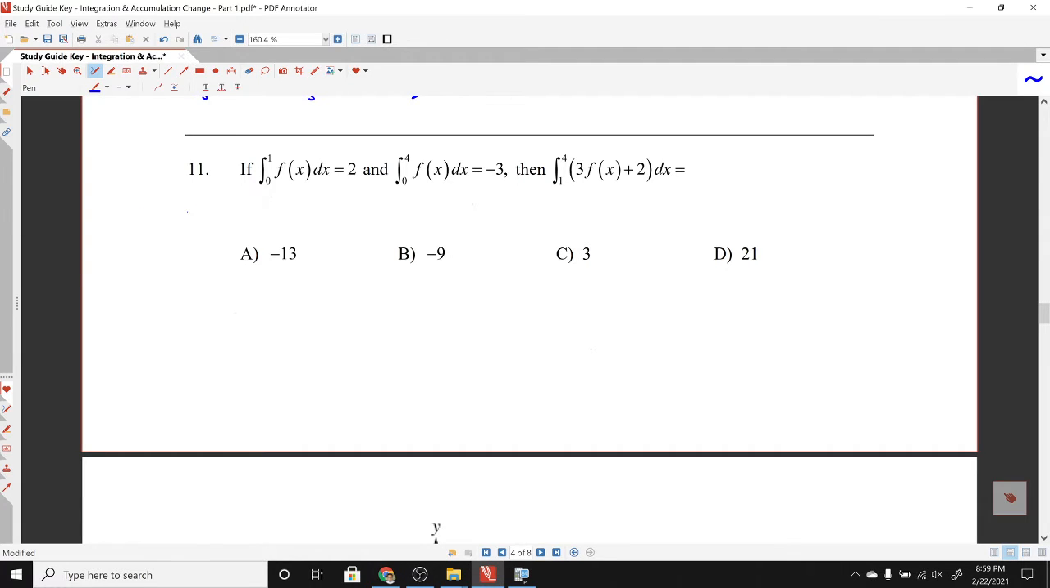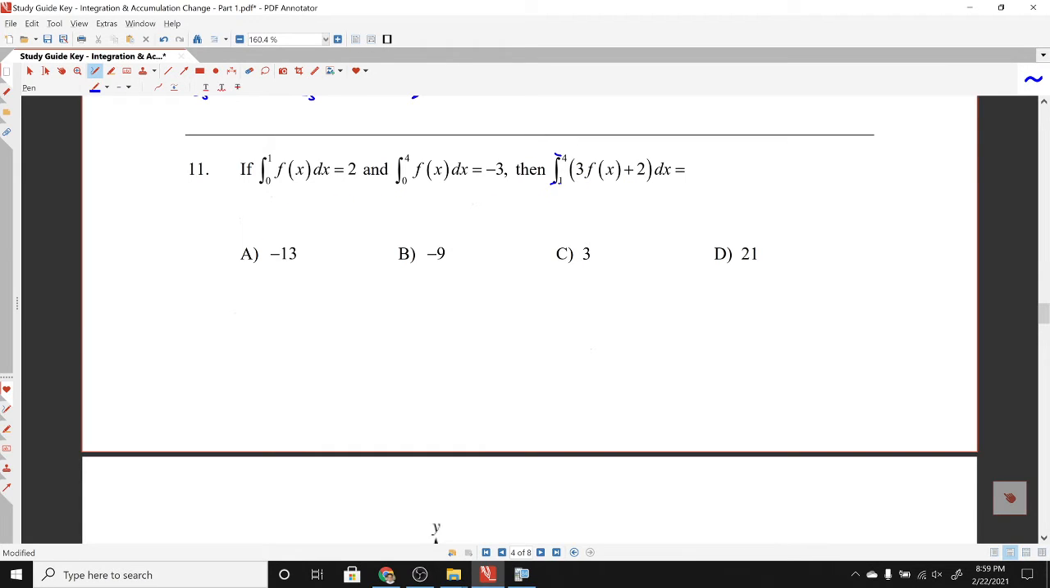Okay, let's take a look at number 11. If the integral from 0 to 1 of f is 2, the integral from 0 to 4 of f is negative 3, then the integral from 1 to 4, and notice immediately the change in bounds here, of 3f of x plus 2 is what? So we're going to have to do two pieces.